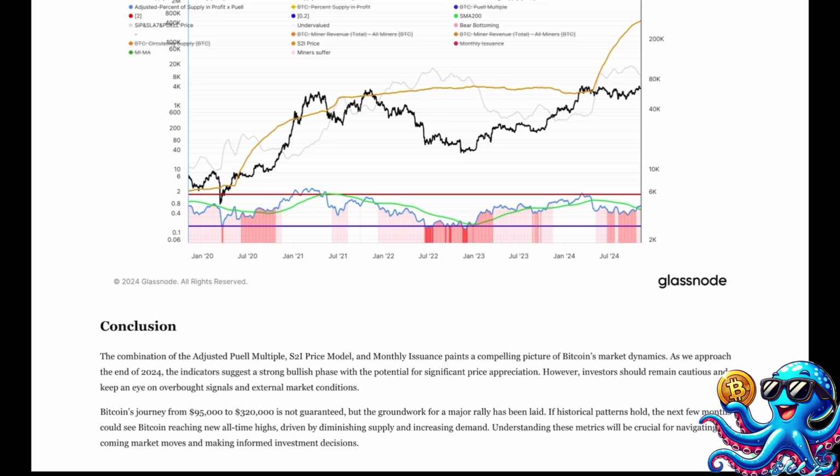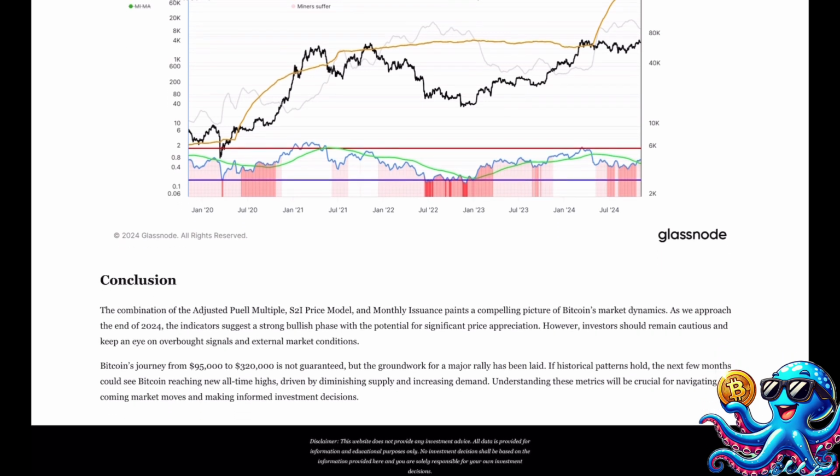If historical patterns hold, the next few months could see Bitcoin reaching new all-time highs, driven by diminishing supply and increasing demand. Understanding these metrics will be crucial for navigating the coming market moves and making informed investment decisions.